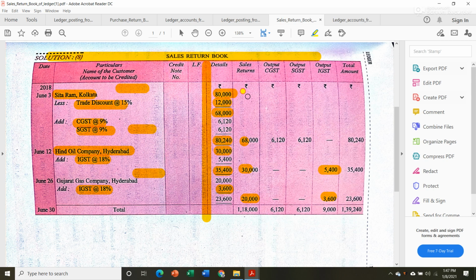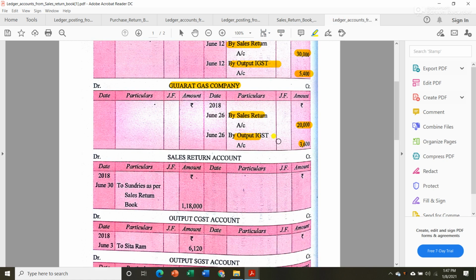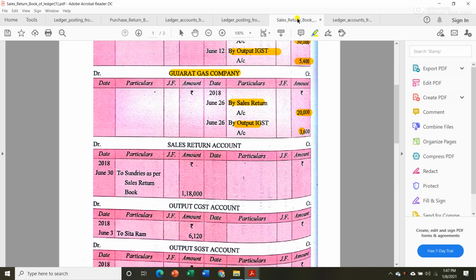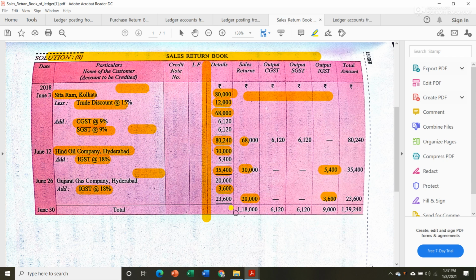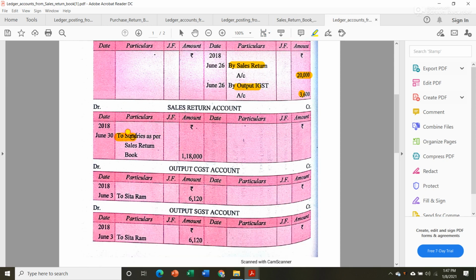We work with only these 4 columns. So first let us see sales return account. Since we are going to write all the total, that is 1,18,000, on June 30, we will write on the debit side to sundries as per sales return book 1,18,000.